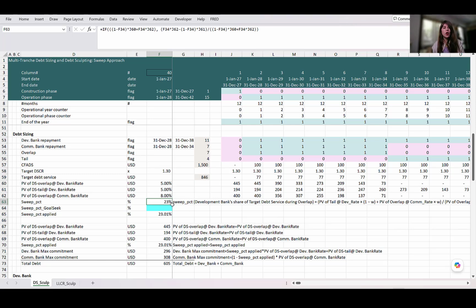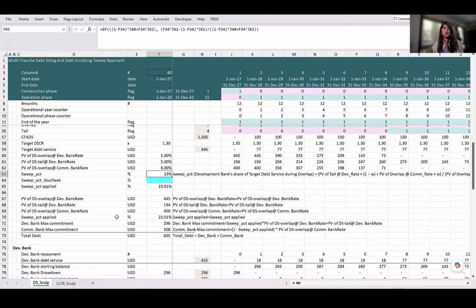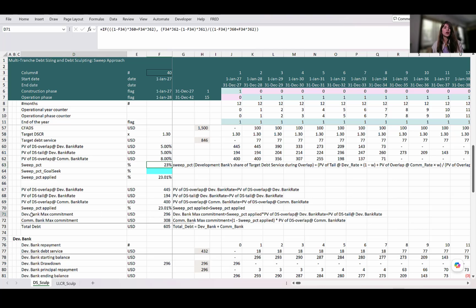So once we have our percentage, now the rest is going to be easy. We can calculate now the maximum commitment from the Development Bank tranche. We don't have the total yet, right?